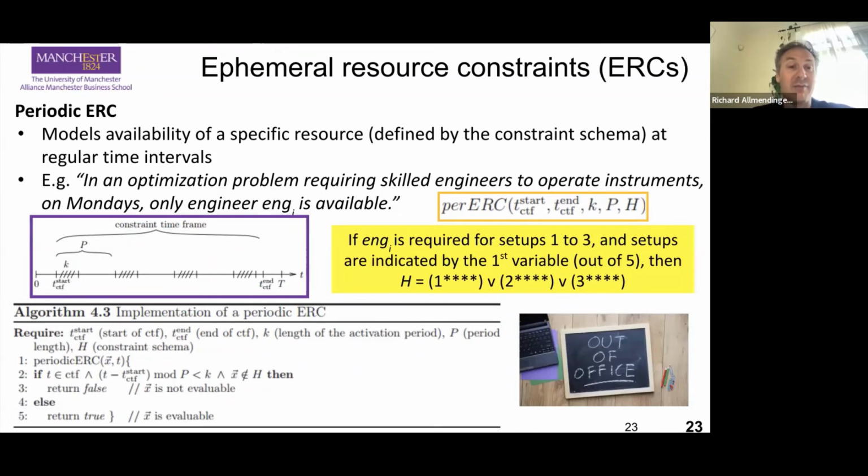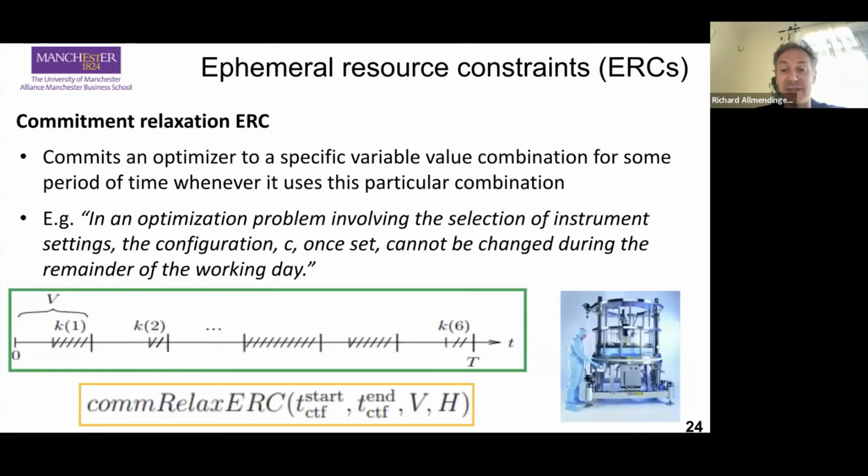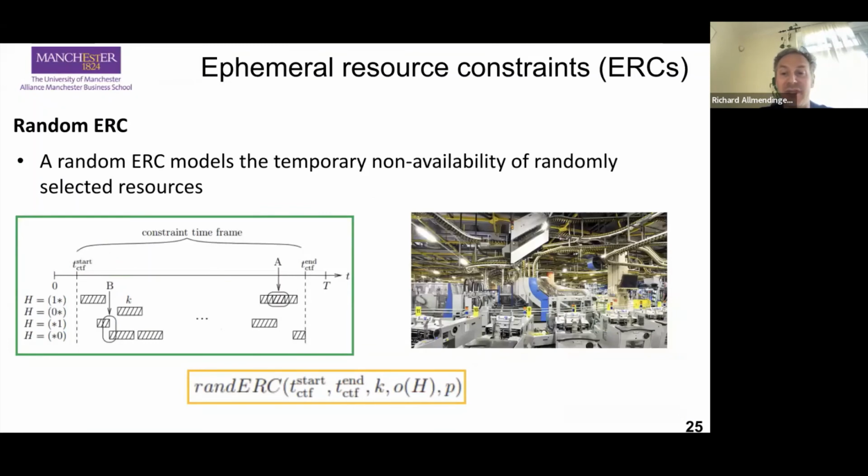We had a periodic constraint, we had what we call a commitment relaxation constraint: a particular machine, once you set the parameters of the machine, you had to stick to these parameters for the whole day, because changing these parameters would involve cleaning the machine, and that would be done only at night. So you're essentially committing to a set of decision variable values for a temporary time. We had random constraints that model the breakdown of a machine at a random time step.